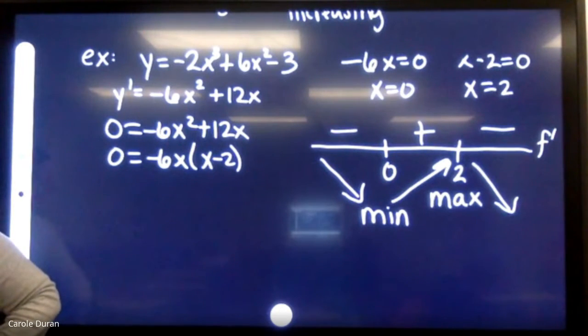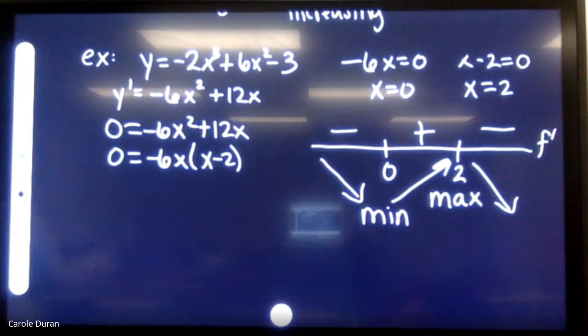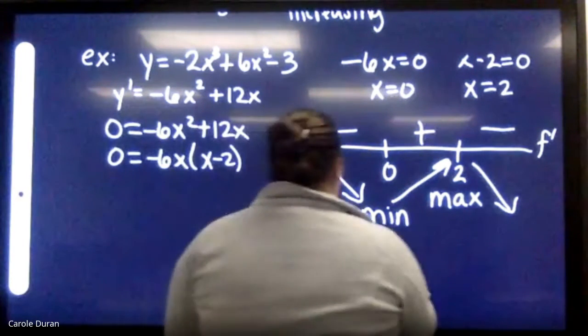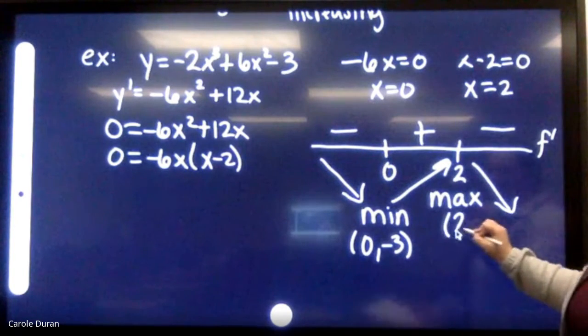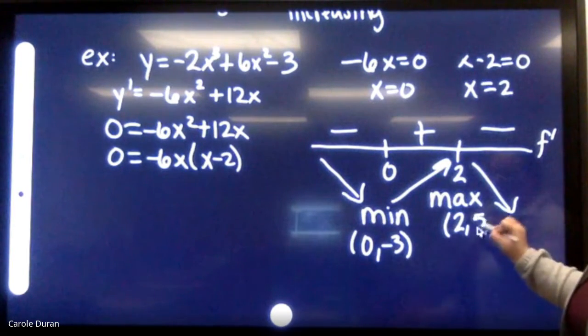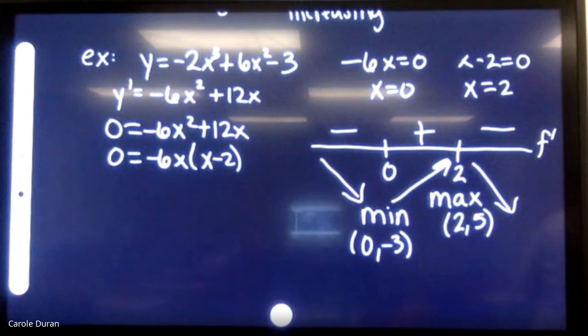Then what I would do is take 0 and 2 and plug them back into the original function to get the y values to identify the points where these occur. So when I plug 0 in, I get negative 3. When I plug 2 in, I get 5. So those y values also support that 0 is a minimum and 2 is a maximum. This was the first derivative test. The x values go into the original function.